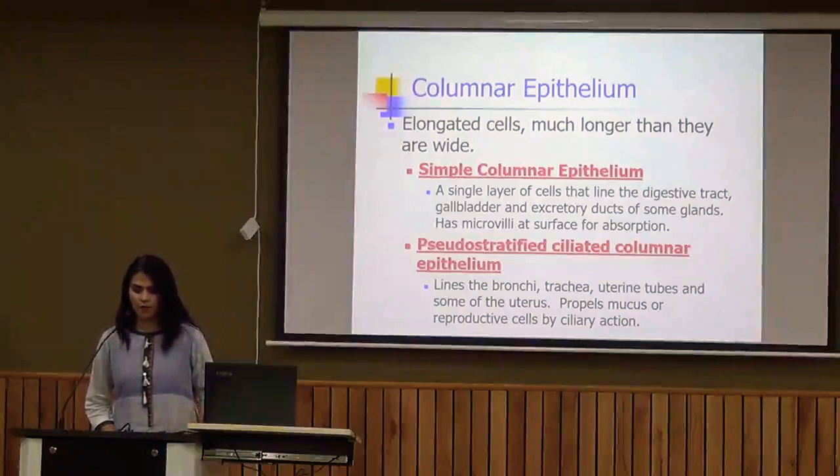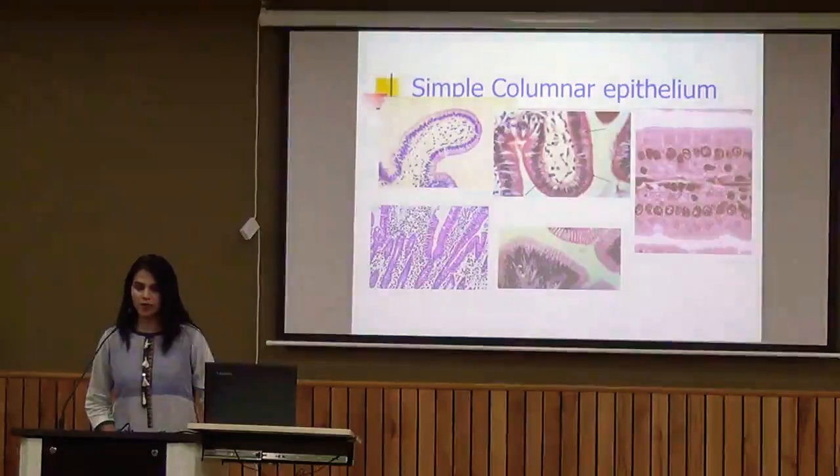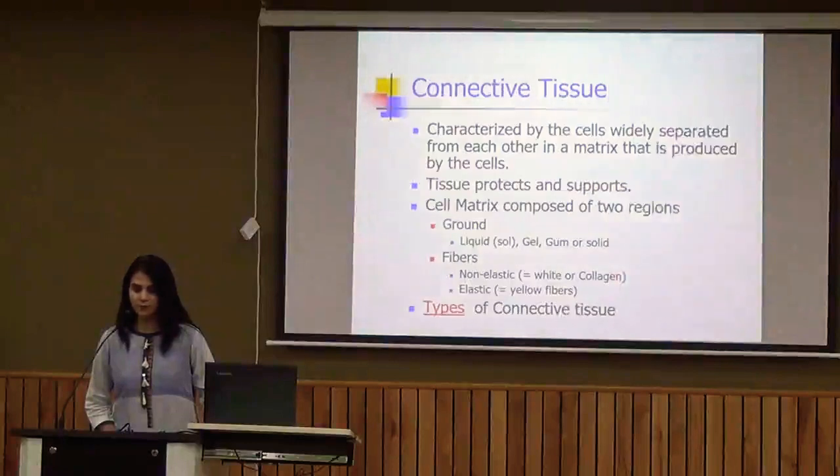Apart from that, it is also present in some parts of the uterus, where the cilia propel the mucus or reproductive cells by ciliary action. So these are the various diagrams of simple columnar epithelium. Now this was about epithelial tissue.